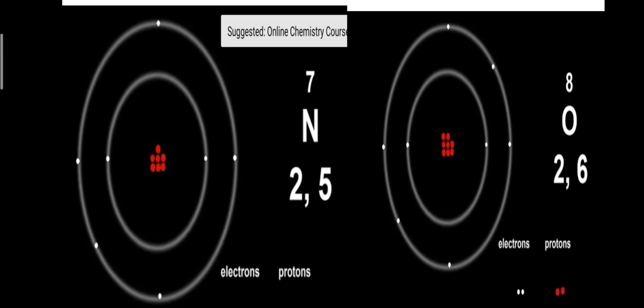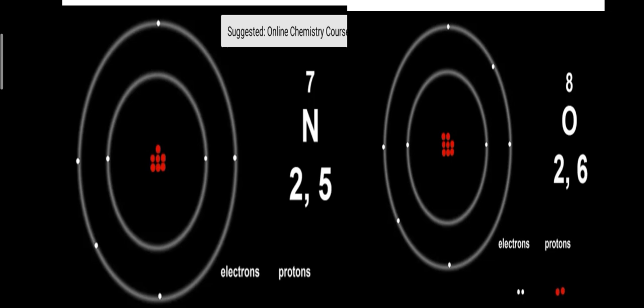So how much remains? 7 minus 2 is 5. So 5 electrons fit in the second shell. The capacity is 8, so 3 more could come, but here only 7 electrons are there. So 7 minus 2 is 5. In this way, first shell 2, second shell 5. So 2 comma 5. This is the electronic configuration of nitrogen.